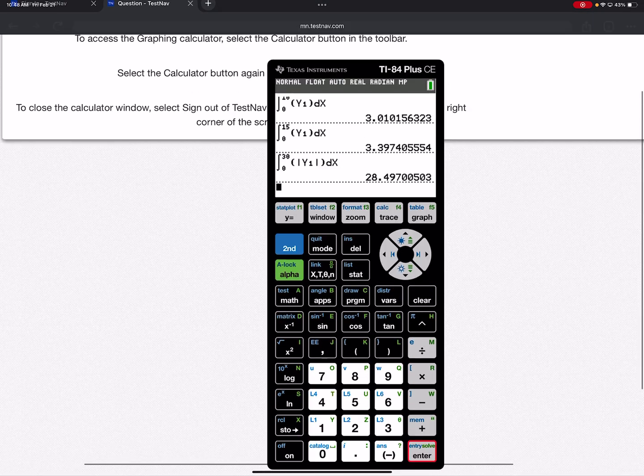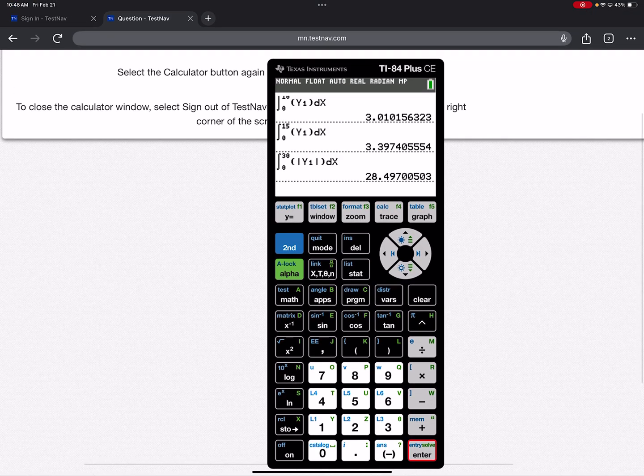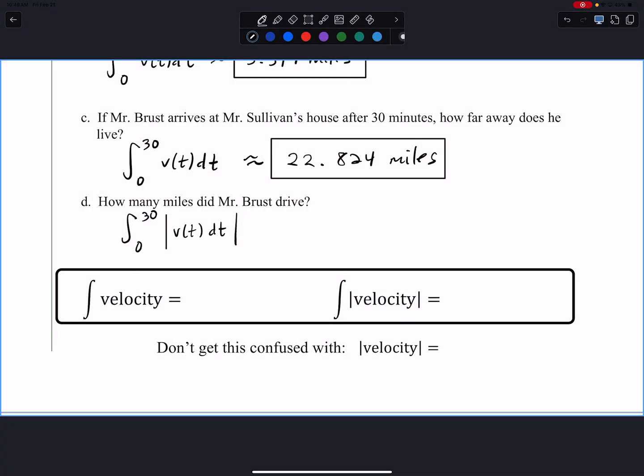So what I was going to show you, and when these guys made their video, they did the same thing. If you ever forget anything, you can go to second catalog and you can search for stuff. So if you look at that, I think absolute value is like one of the first ones. So you can do a lot of cool functions in this calculator, but if you don't know where to find them, you can go to the catalog. So 28.497.